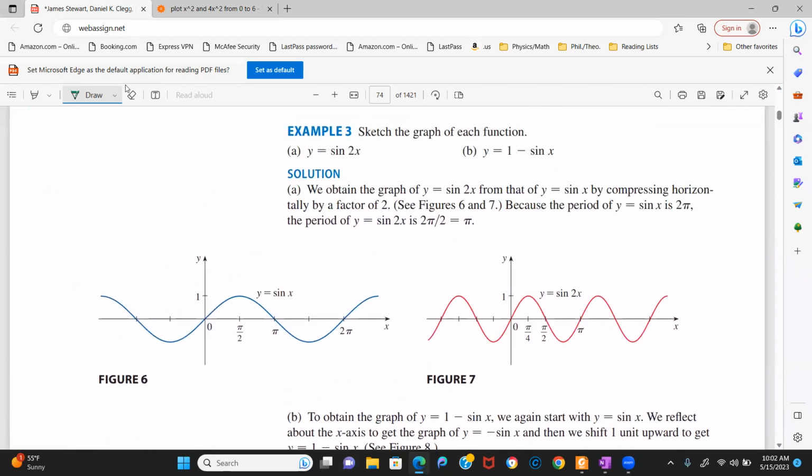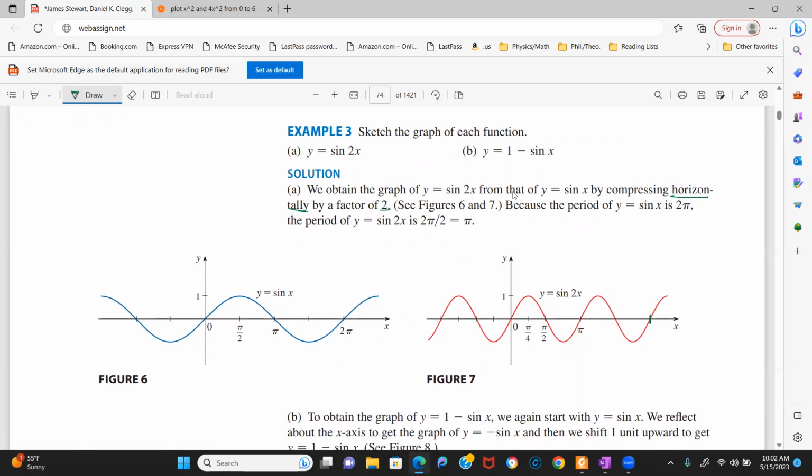All right, so here's an example. Let's see, what did I do here? Yeah, so you do the 2x, this corresponds to a horizontal transformation, so it's a compression by a factor of 2. So this is our sine x, but then when you do sine 2x, it's going to repeat faster.